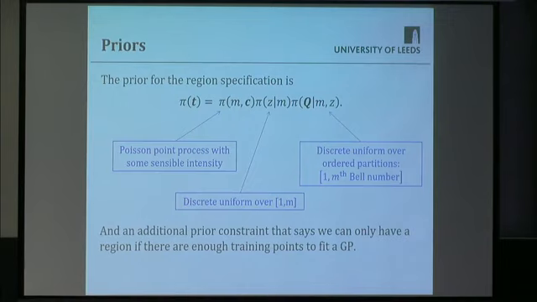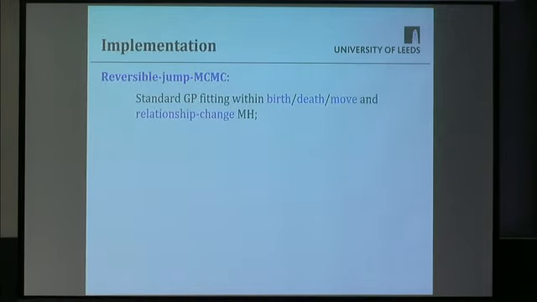Implementation is rather tricky, and we use reversible jump MCMC. Essentially what we've got going on is standard Gaussian process fitting in a Bayesian sense within a birth, death, move and relationship change Metropolis-Hastings algorithm.